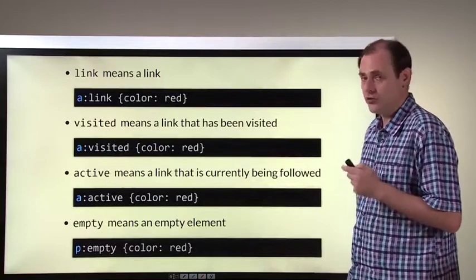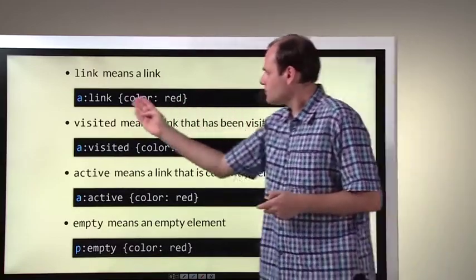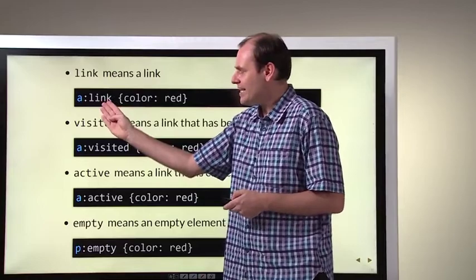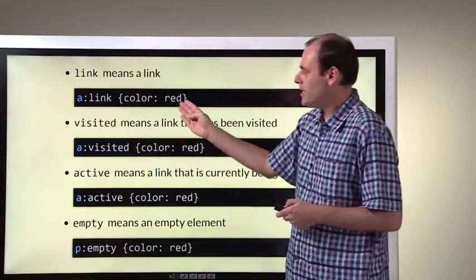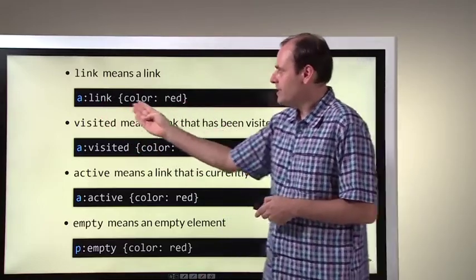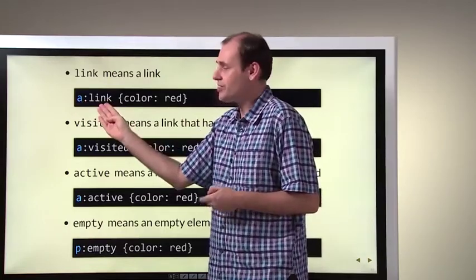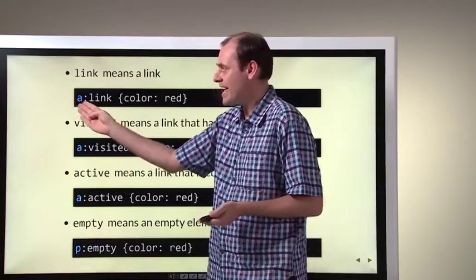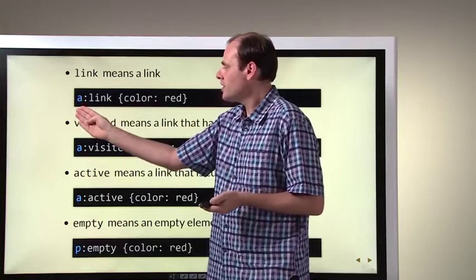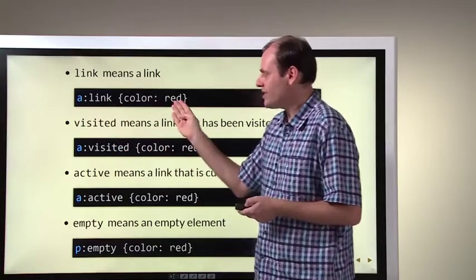So let's just have a look at a few of them. For example here, if you have a link, then that will be red color. That applies to A, because that's what a link is. So it has to be A. Remember, A, anchor. So any link will be red color.